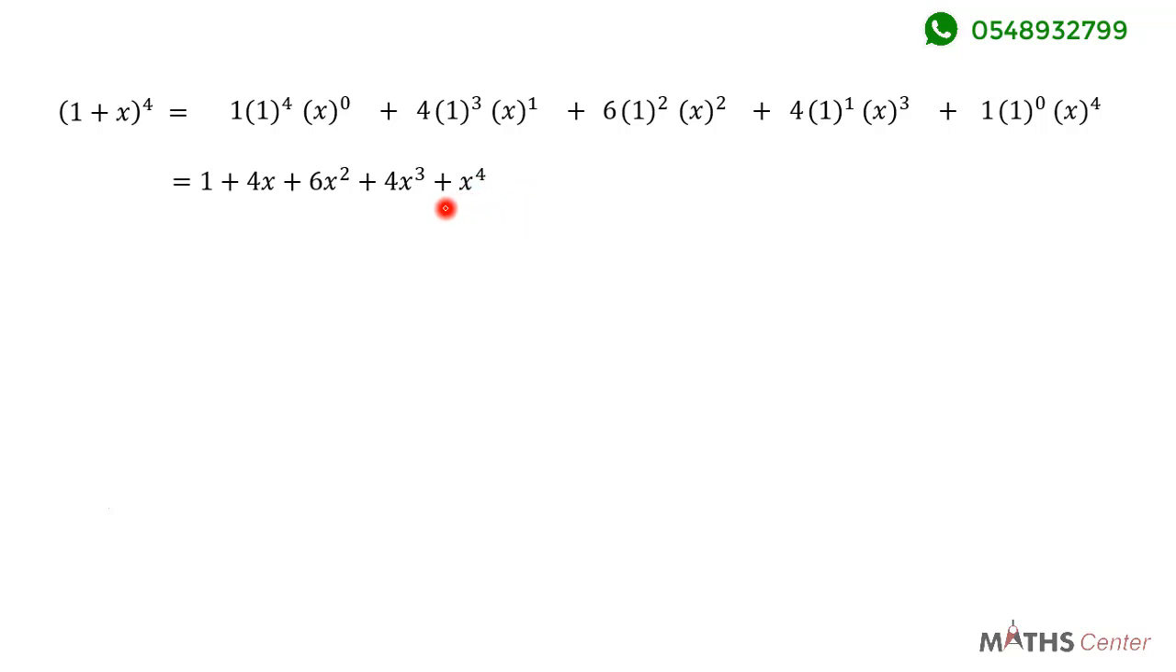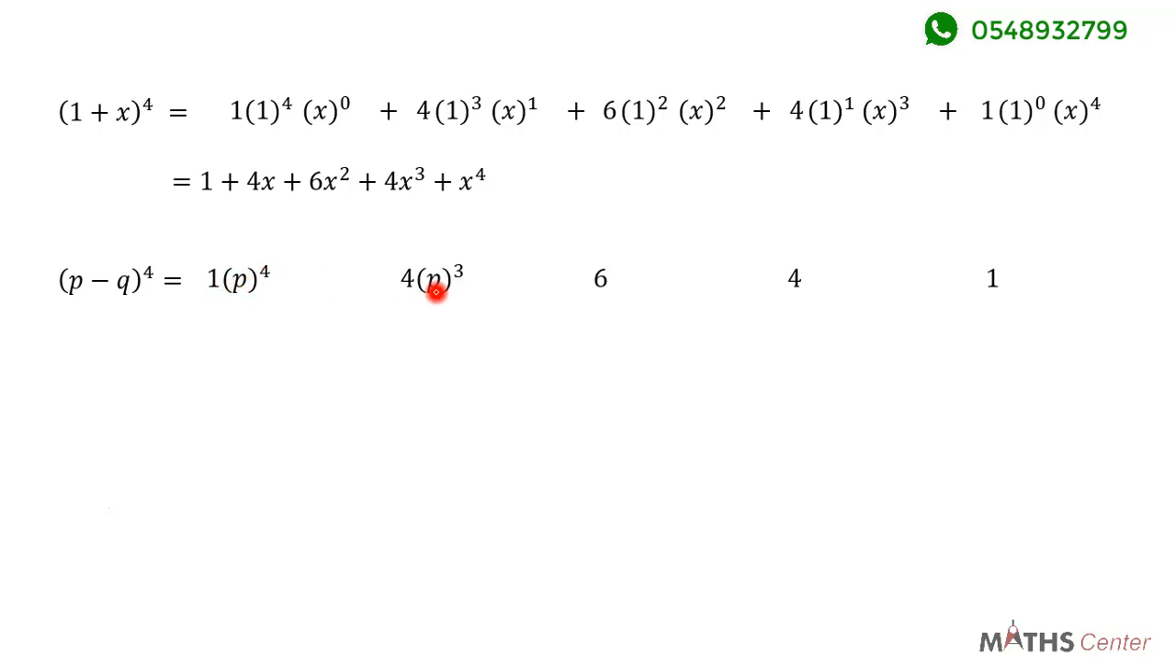Let's look at the next question. We have p minus q exponent 4. Once again, here the exponent on the expression is 4. So we write the coefficients for when n is 4, or for when the exponent on the expression is 4. And the coefficients will be 1, 4, 6, 4, 1. Then we will take the first term and we will give the exponent 4 to it. So here p will have an exponent of 4.